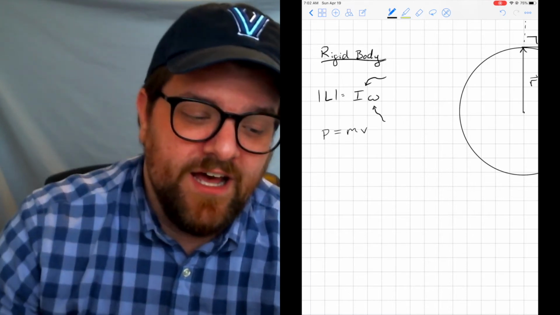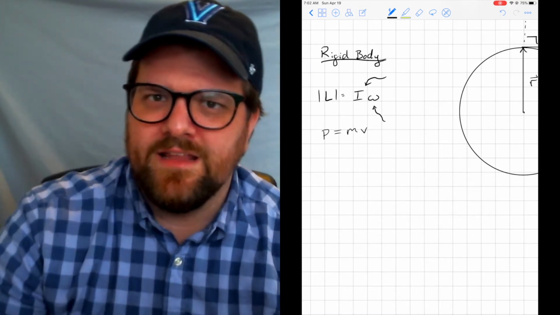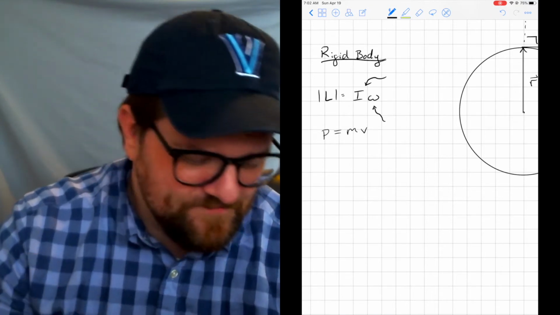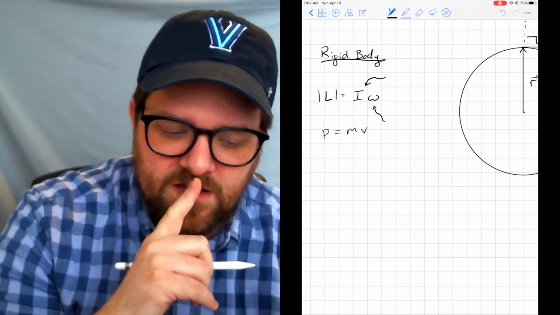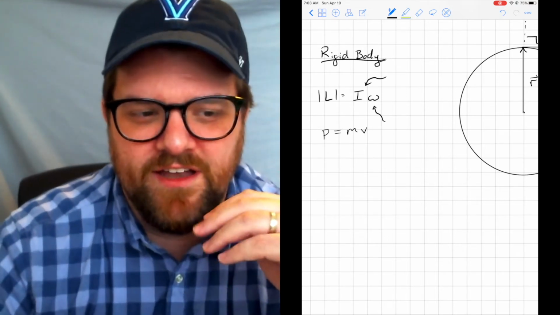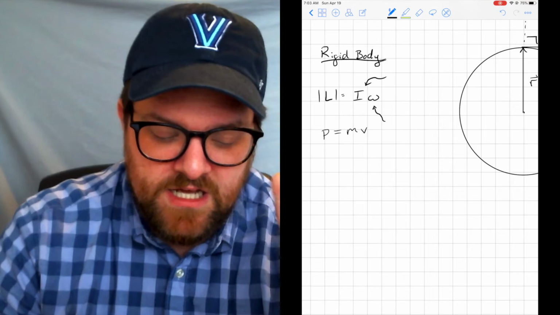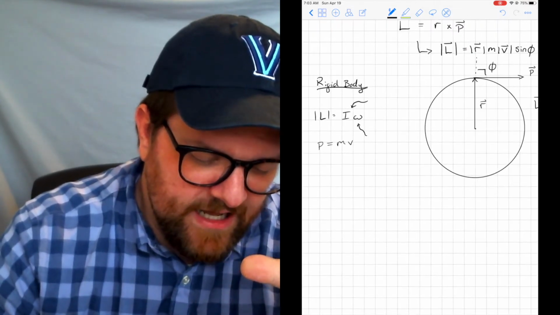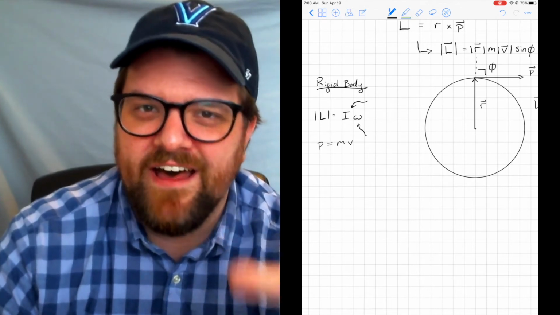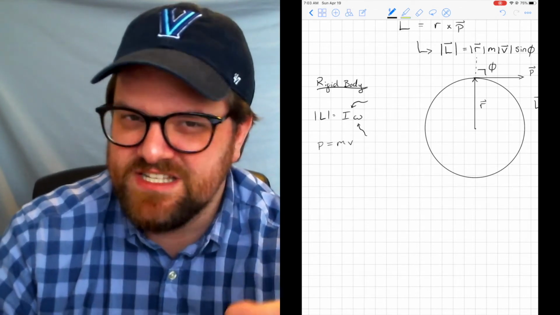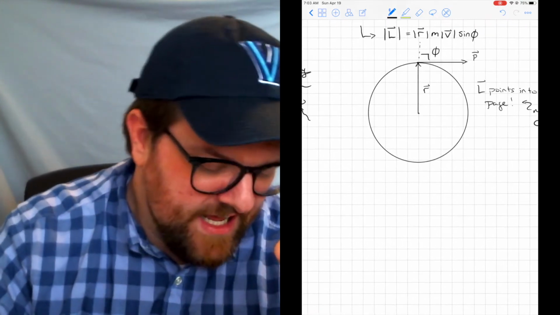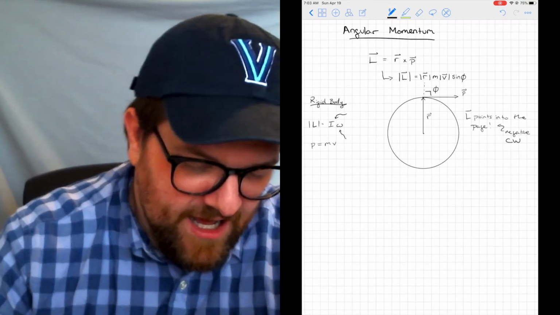There's a great demo of this. I'll put a link to a good video showing this demo in the description. But angular momentum also needs to be conserved based on how it points as well. We need to conserve L in all collisions, just like we need to conserve P in these collisions. Is a long way for me to say that.